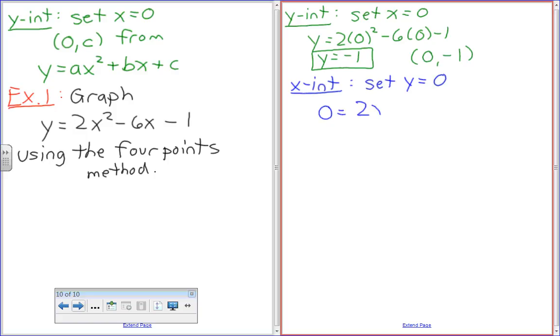0 equals 2x squared minus 6x minus 1. You cannot factor this. What multiplies to negative 2 and adds to negative 6? Nothing. So it's got to be quadratic formula. Sarah, bad news. Can you recite from memory or from your paper what the quadratic formula is, please? Nice and loud so the class can hear. Go.